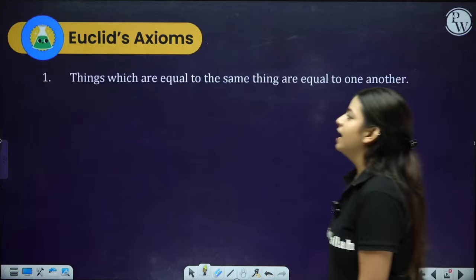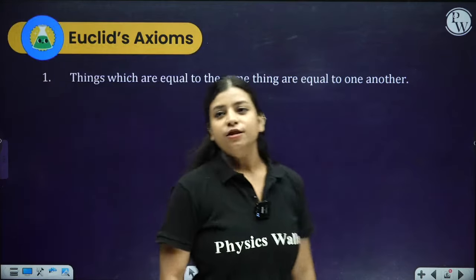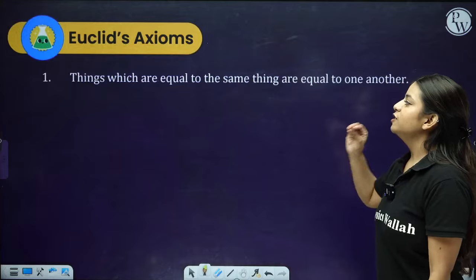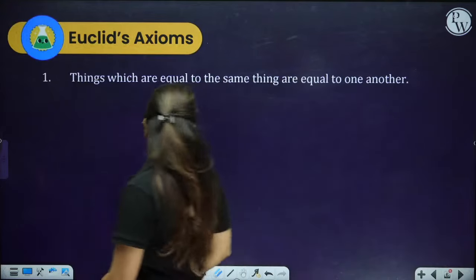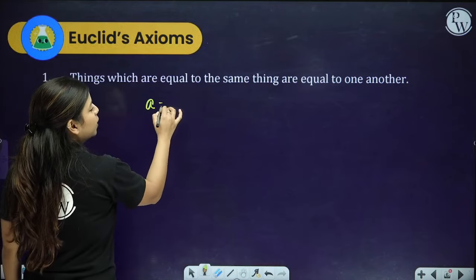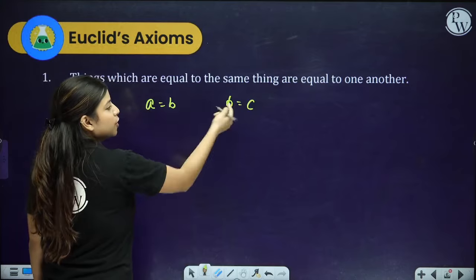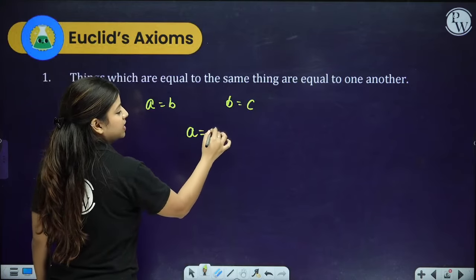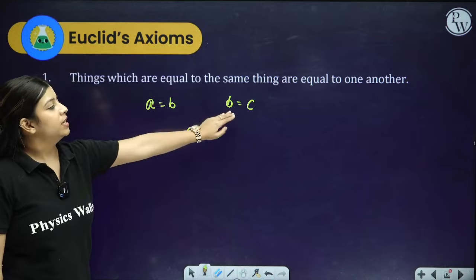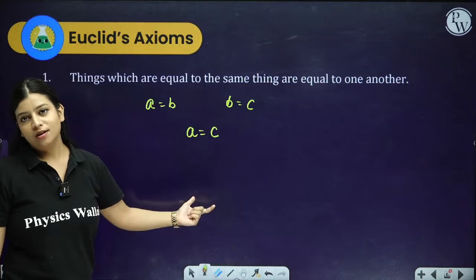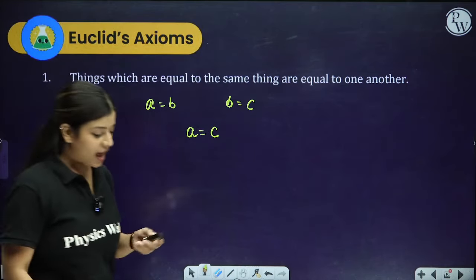The next thing that we have is Euclid's first axiom. Let's see. The first axiom is: things which are equal to the same thing are equal to one another. Again, very easy. If A is equal to B and B is equal to C, then from both of them we can say that A is equal to C. This is the very first and very basic axiom that Euclid has stated.